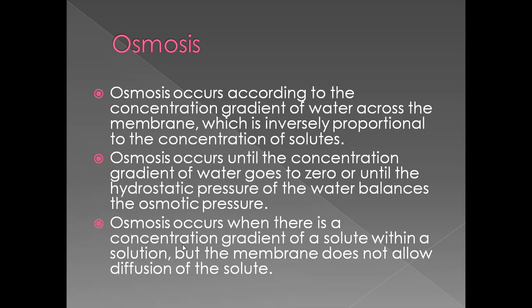Osmosis occurs according to the concentration gradient of the water across the membrane, which is inversely proportional to the concentration of solutes. Osmosis occurs until the concentration gradient of water goes to zero, or until the hydrostatic pressure of water equals the osmotic pressure. Osmosis occurs when there is a concentration gradient of a solute within a solution, but the membrane does not allow diffusion of the solute.